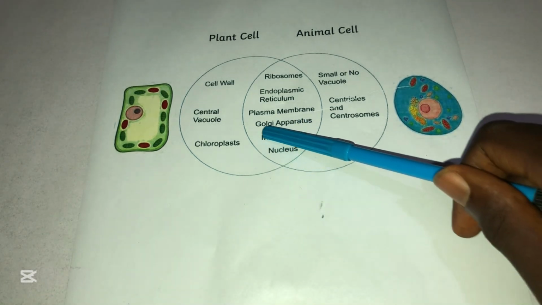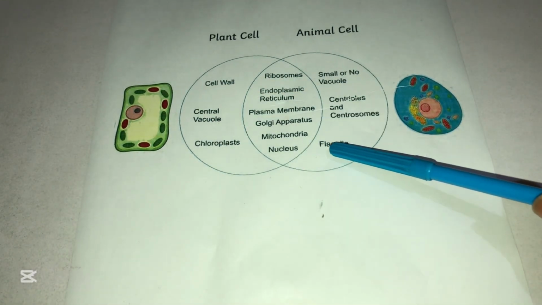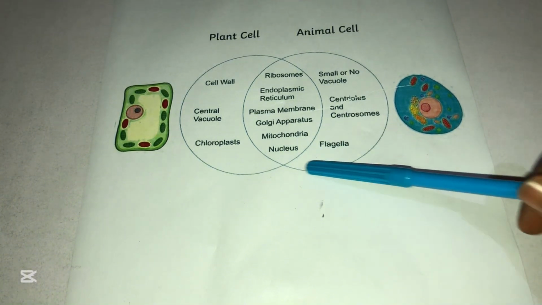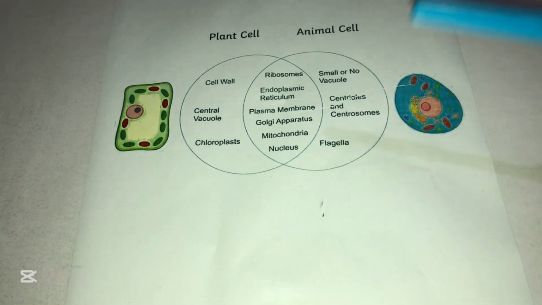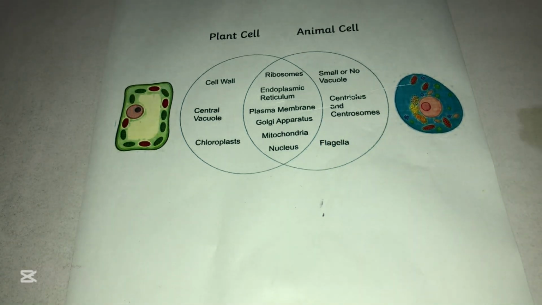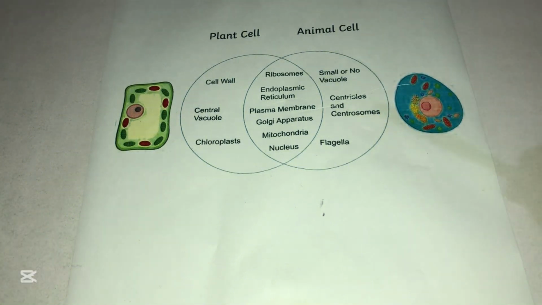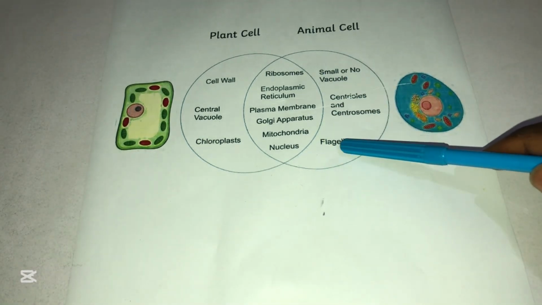So now we look at the Golgi apparatus. Both plant and animal cells have the Golgi apparatus or Golgi body. What's the function of the Golgi apparatus? It modifies proteins, sorts proteins, and packages proteins and lipids. So when proteins are produced, this Golgi apparatus modifies them and packages them, preparing them to be exported out of the cell to the sites where they are needed.